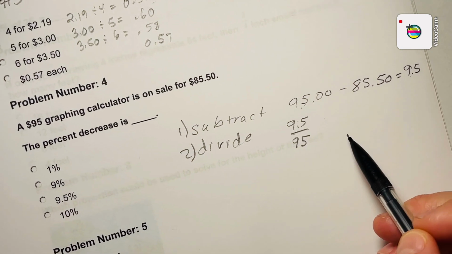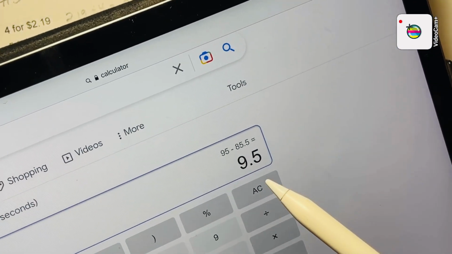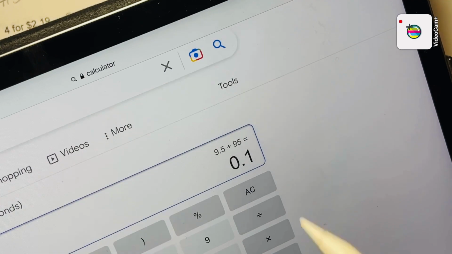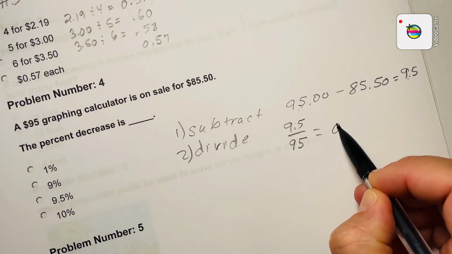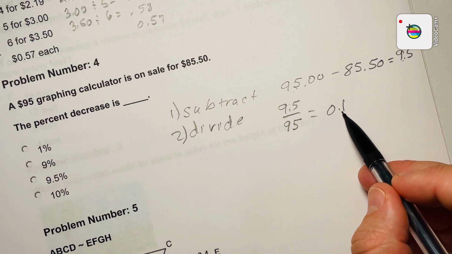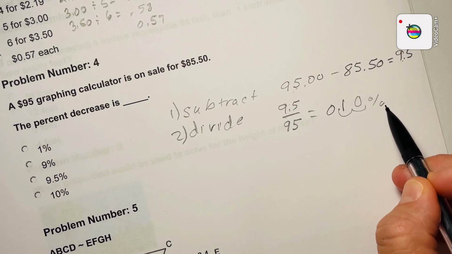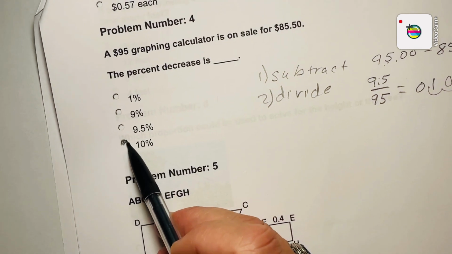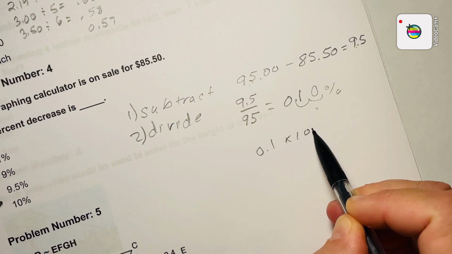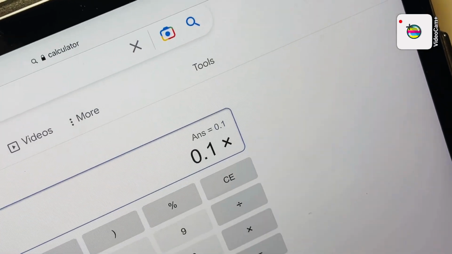Make sure you're writing this down. So the discount divided by the original price is 0.1. This is the decimal form of the percent because 0.1 as a decimal is 10%, which we see over here. What did I do here? I multiplied 0.1 times 100. That's how you change a decimal to a percent. You multiply it by 100.